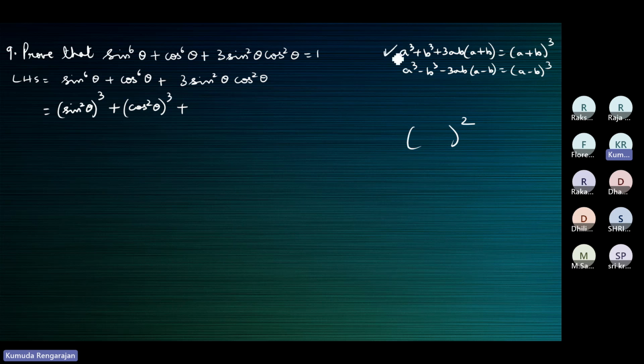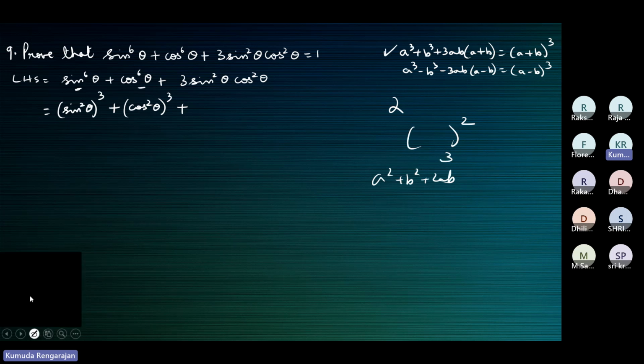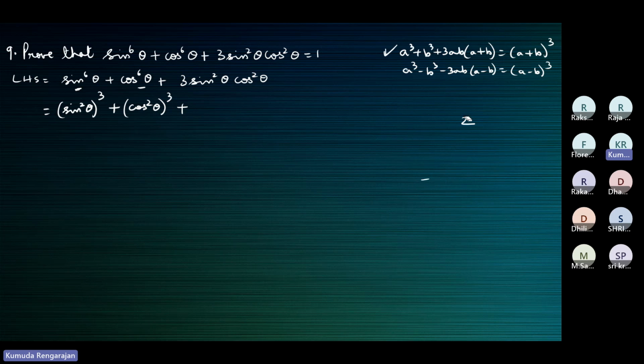Now, how to decide that we have to use this? Because we have terms that look like them. See, we can write this as a cube. We can write this as b cube. You can see the 3 here, 3ab. If you have 2, then it is mostly a squared plus b squared plus 2ab. If you have 3, this happens only in this identity, a cube plus b cube plus 3ab into a plus b.